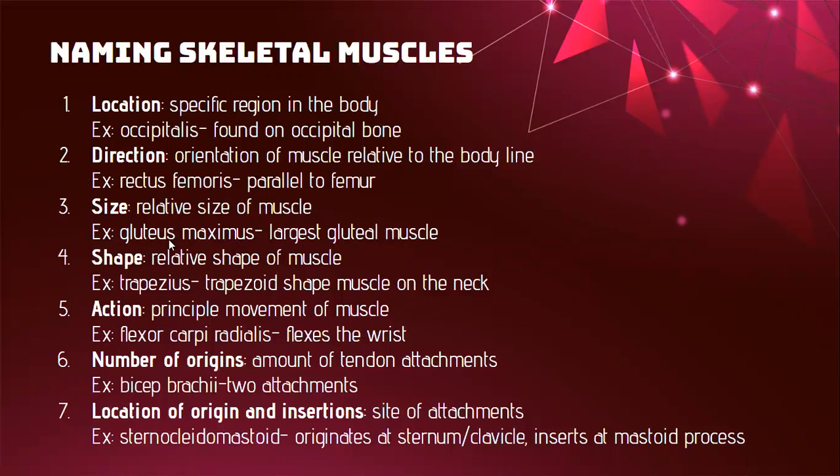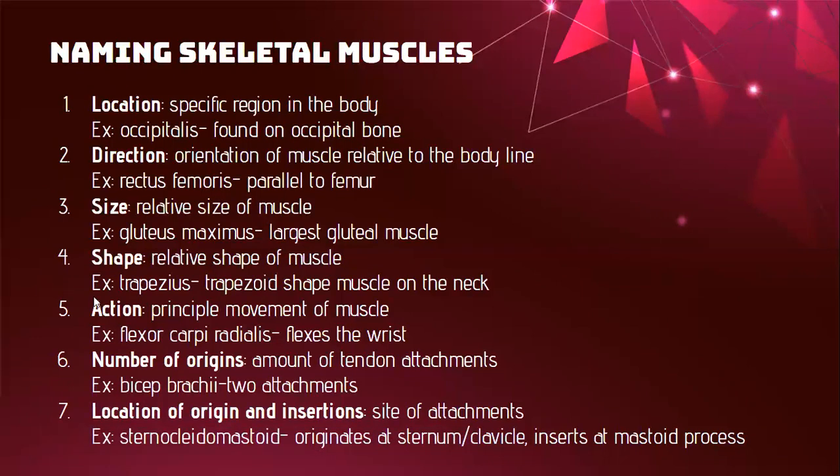Sometimes they'll get their name from shape, the relative shape of the muscle. For example, the trapezius, which is kind of your neck and back area, is actually a trapezoid-shaped muscle. So trapezius, trapezoid, pretty self-explanatory.